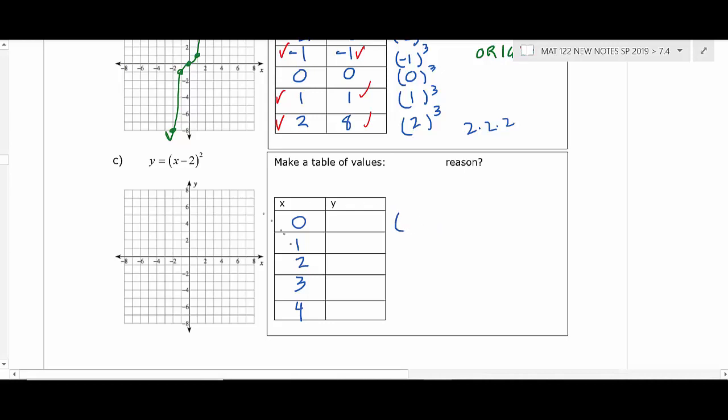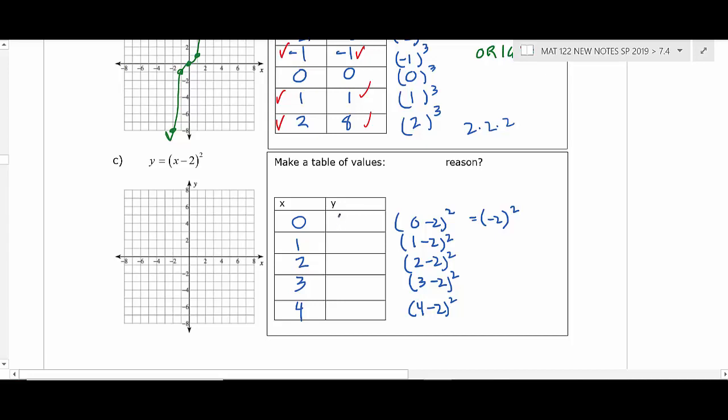So what we're going to do is just plug in, so you'd have 0 minus 2 to the second. We'll work that out. 1 minus 2 to the second. 2 minus 2 to the second. 3 minus 2 to the second. And then finally 4 minus 2 to the second. Okay, you just follow order of operations. Again, you can do all this in your head.